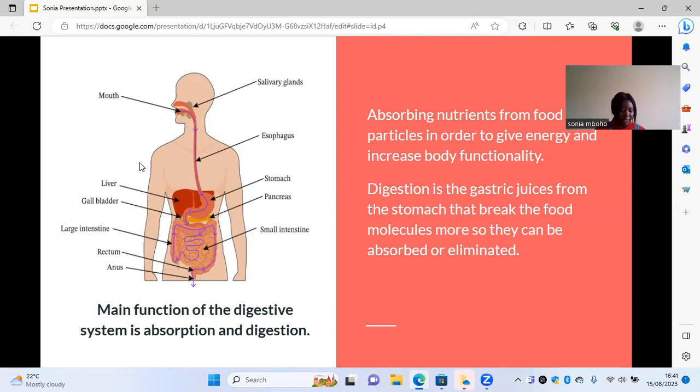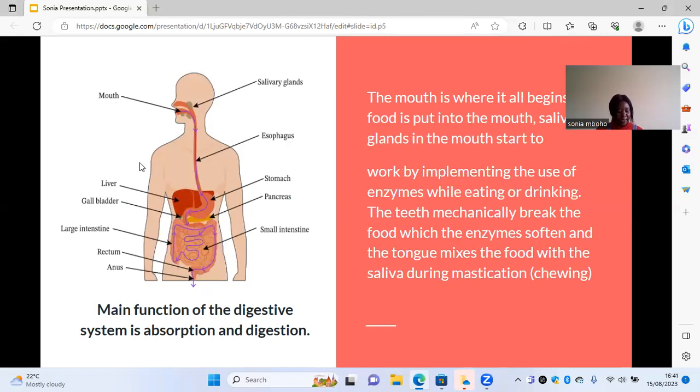Now we're going to look at the main organs which are responsible for the digestive system. The main organs are the mouth, stomach, small intestine, large intestine, and rectum, and then the anus where the elimination takes place. And then we have what we call accessory organs, which are the salivary glands, liver, gallbladder, pancreas, and then we have teeth and tongue, which also help with the digestive system.